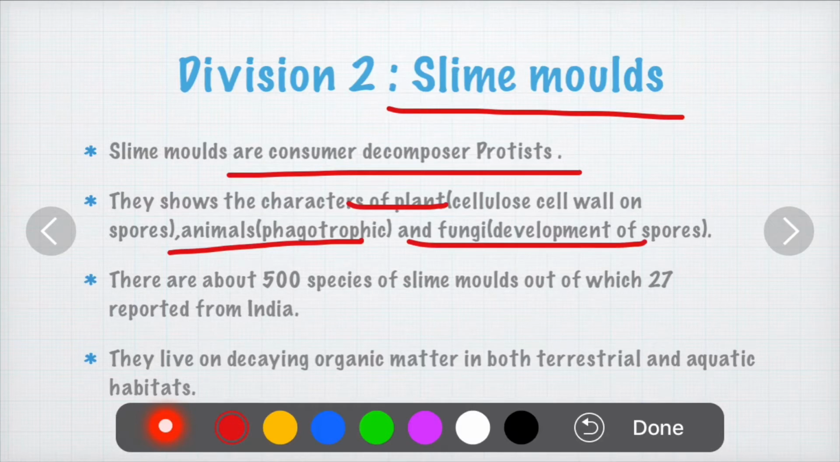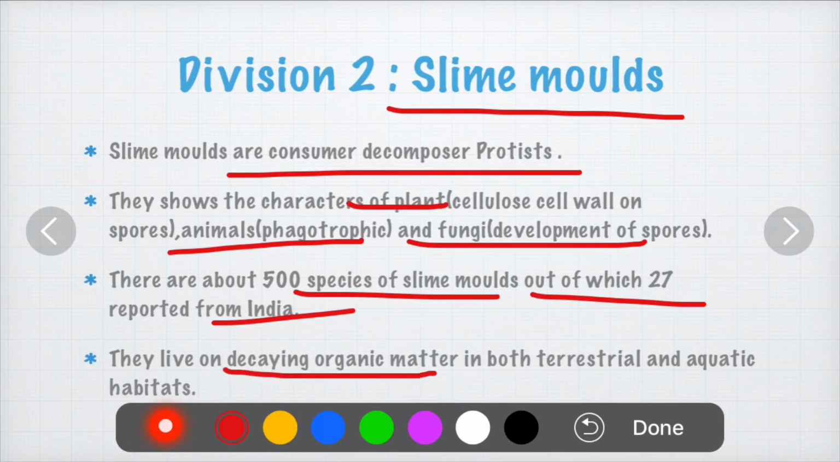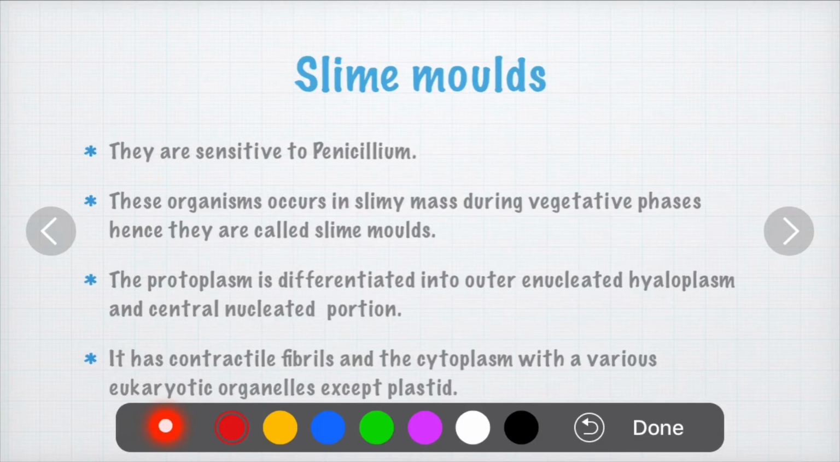Till now, 500 species have been identified under the slime molds, out of which 77 species have been reported from India. As I said, they are consumers and decomposers. They live on decaying organic matter in both terrestrial and aquatic habitats. So these are the two habitats in which slime molds live, on dead or decaying matter. Almost always they choose moist areas. Slime molds are very sensitive to penicillium, which is one of the antibiotics.